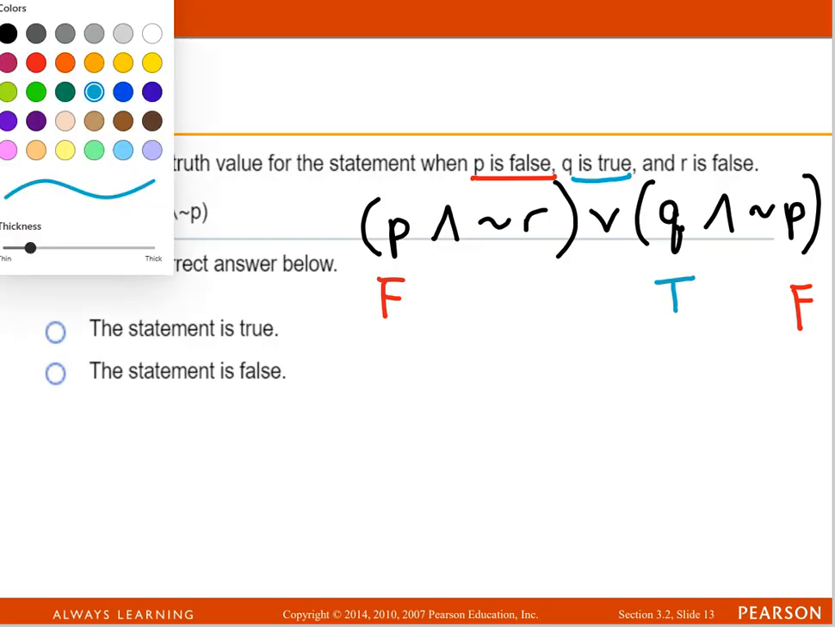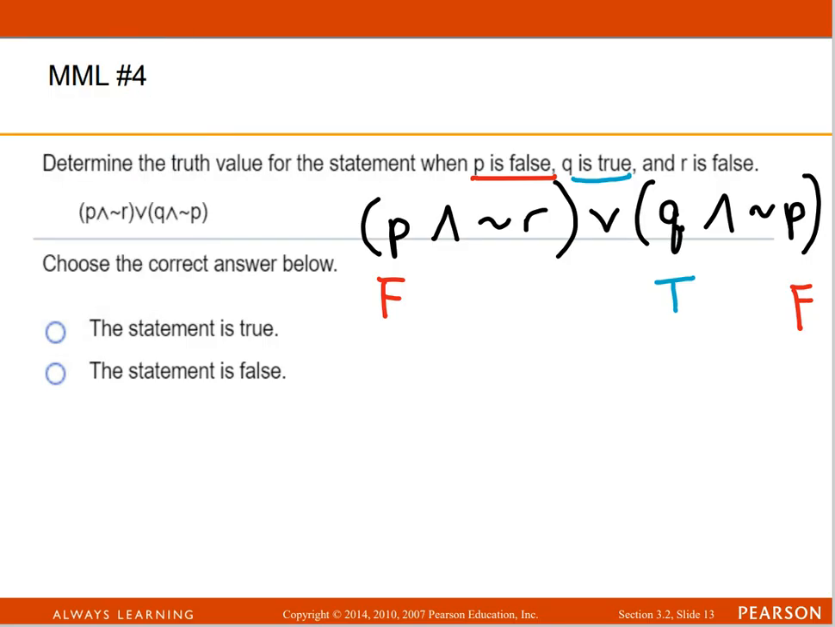All right. And then R is false, and there's one R, so I need an F right there. Okay, so now let me go back and fill in the rest that's in black.